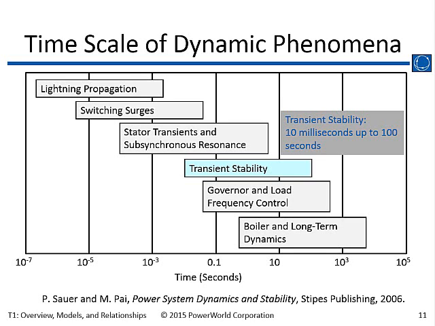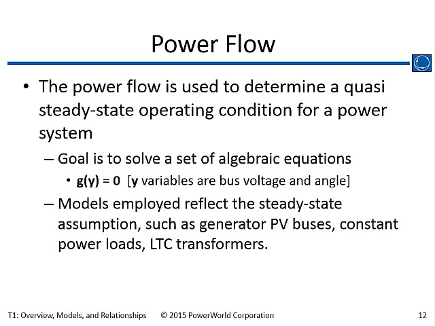Power flow kind of fits in this time scale where you think of it as quasi-steady state. The load is changing, but in the power flow you assume it's constant. There's dynamics on the generator, but in the power flow you assume that you just have a PV bus. Power flow is used to determine the quasi-steady state operating point, so we're solving a set of algebraic equations where we just say, hey, the power balance at every bus is equal to 0. We do the real power and reactive power balance.